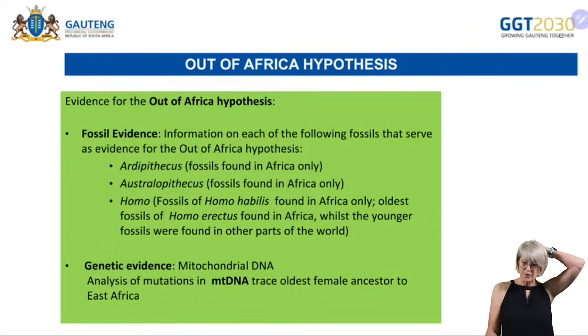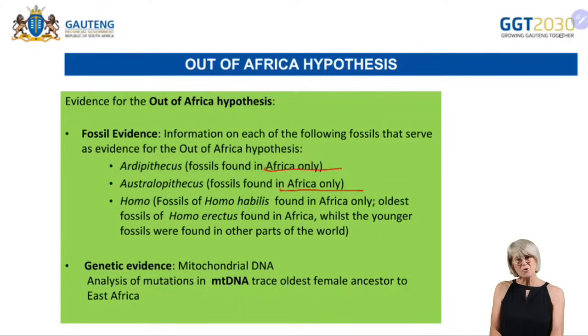Okay, then the evidence for the out of Africa hypothesis. Again, we said there's fossil evidence. So we have a look, and this is straight out of the exam guidelines. And what you need to do is when you answer this type of question, you answer it specifically. So you need to say, Ardipithecus fossils are only found in Africa. Australopithecus fossils are only found in Africa. So that is very important, that they are only found there.